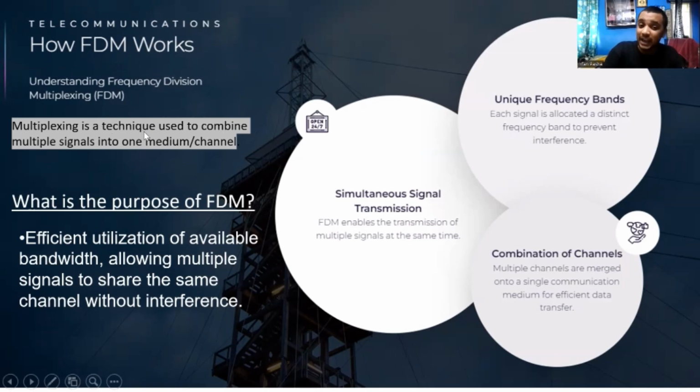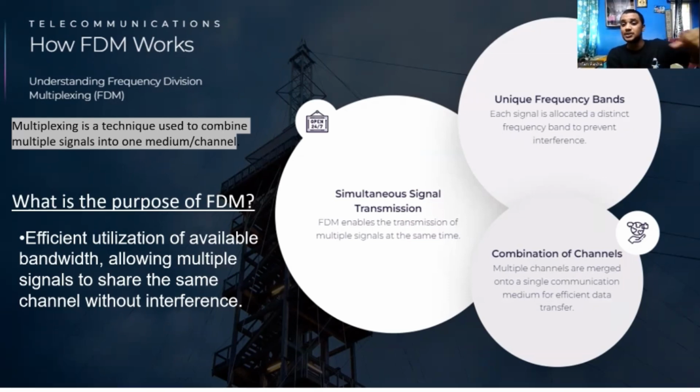FDM is a technique which is used to combine multiple signals, different signals, into a single medium or channel. It has unique frequency bands. What does that mean? Each signal is allocated a distinct frequency band to prevent interference. What does this mean to say? That every single signal is allocated a distinct frequency.